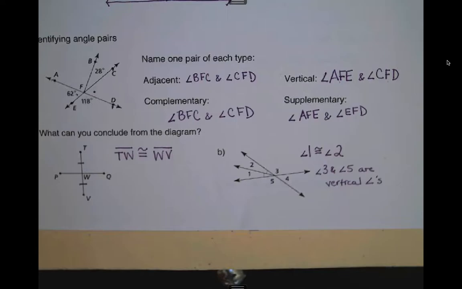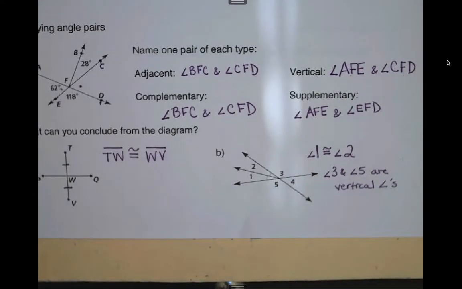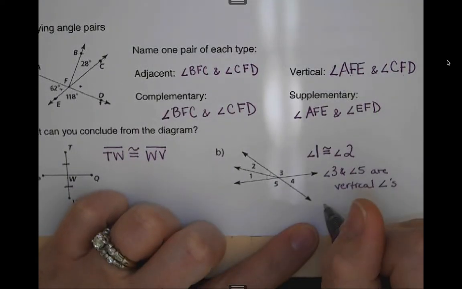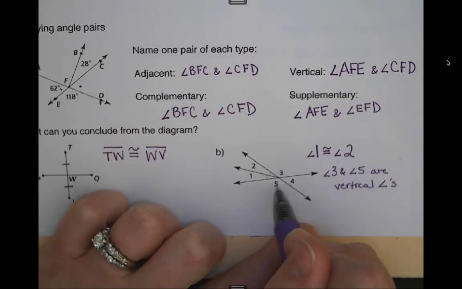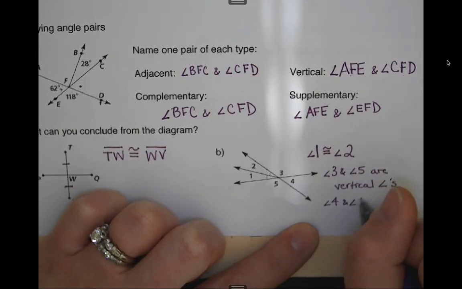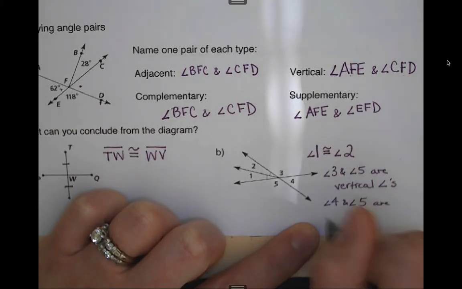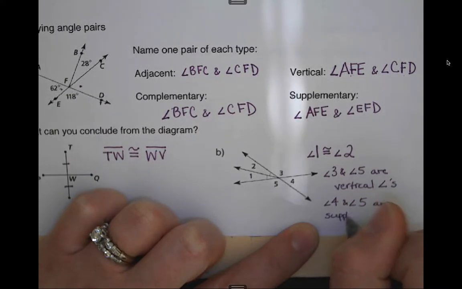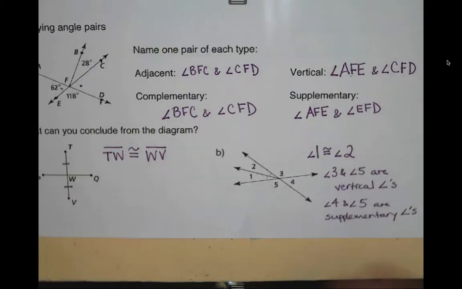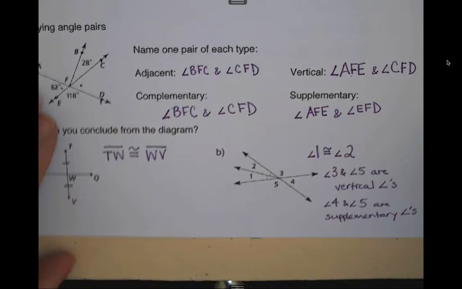Right? And then finally, I'm going to conclude one other thing. There are some other things we could conclude, but we're also going to say that we recognize here, for instance, that angle 4 and angle 5 are supplementary angles. There are other things to conclude, but we'll stop there with that.